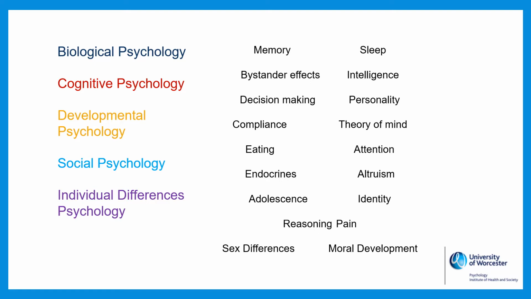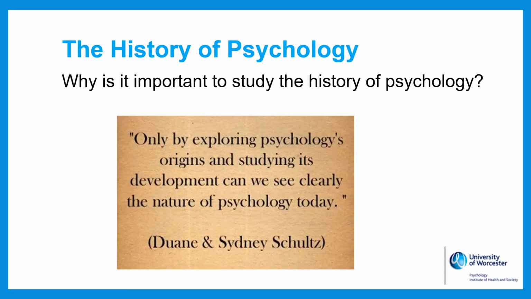So as I say, you could look at things like memory, sleep, bystander effects, personality, eating behaviours, endocrines, reasoning, pain, moral development, for example, and you can look back through these and go through them in more detail if you wish, or in sessions that you may be taught in your course.